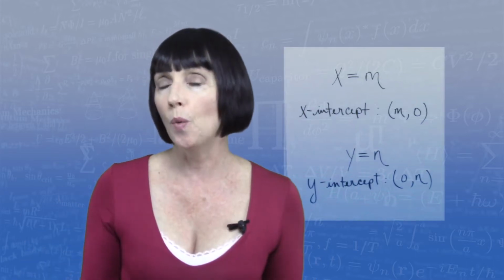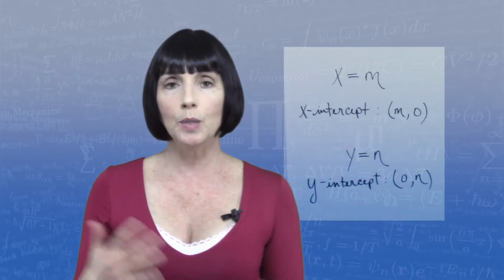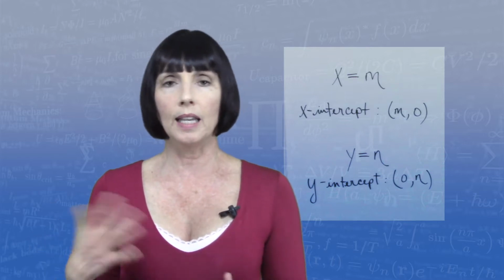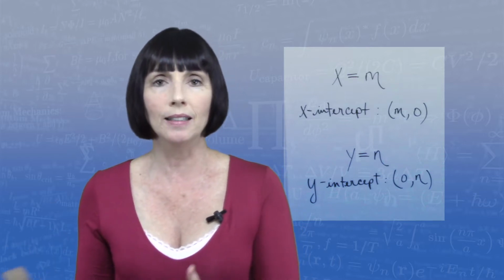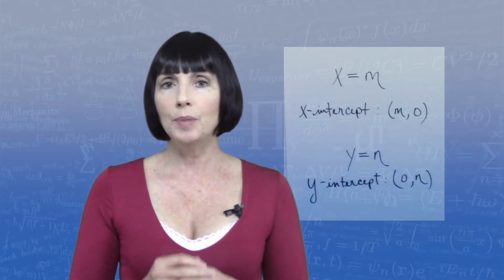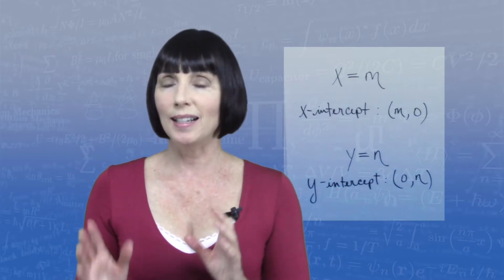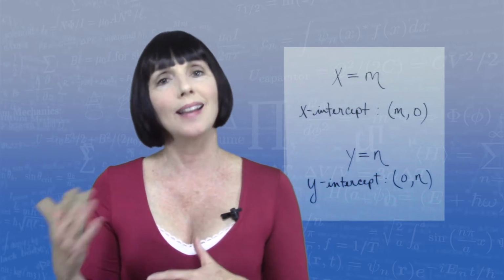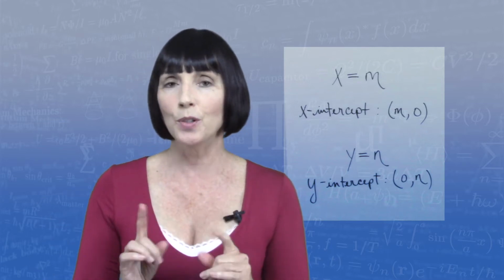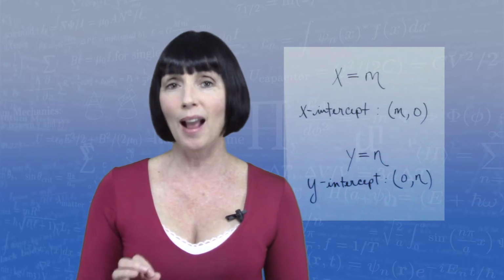Now, if I'm trying to find a y-intercept, and I set x equal to 0 and I solve, and I get y equals some number n, then my y-intercept is the point (0, n). It's the point where x equals 0 and y equals n. And that's how I have to write the answer, or it's not correct. It's not an intercept.